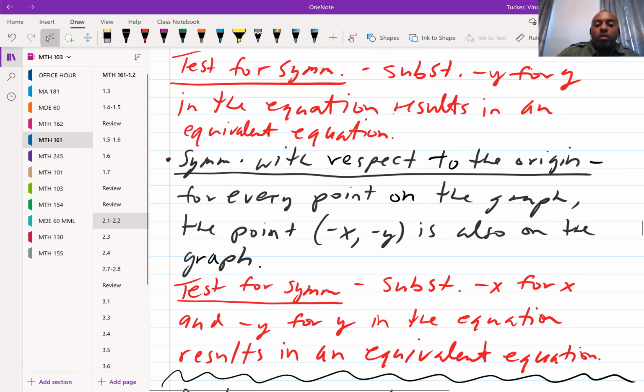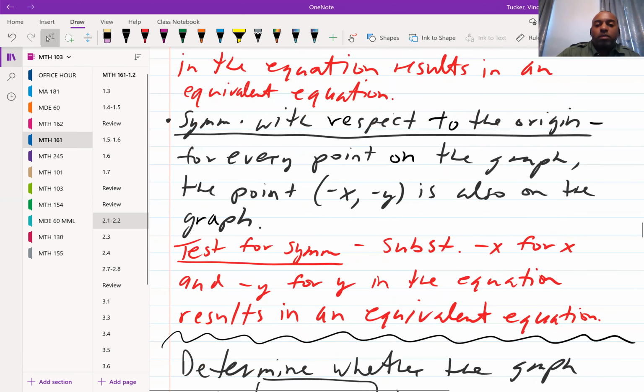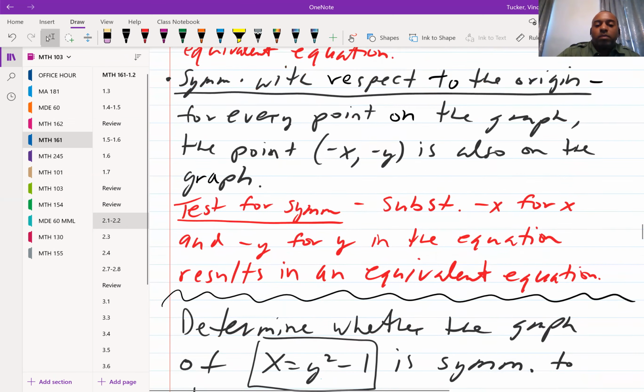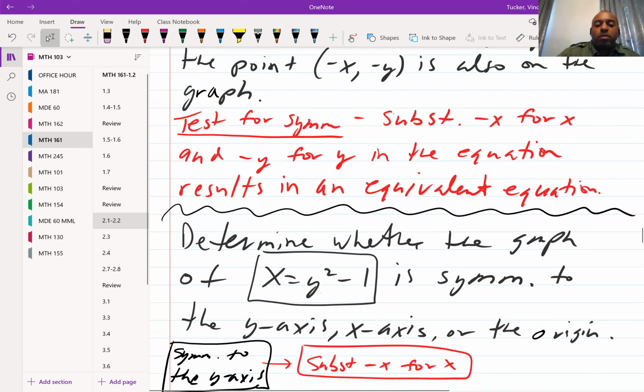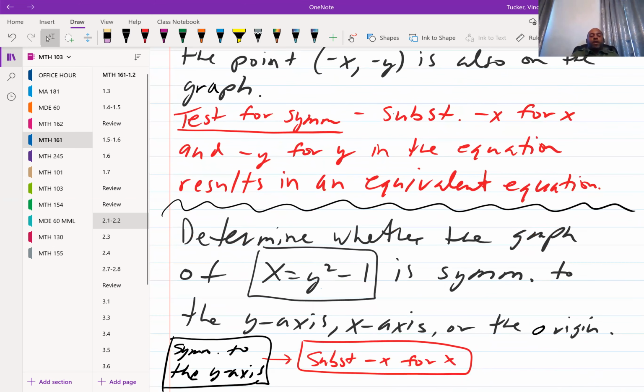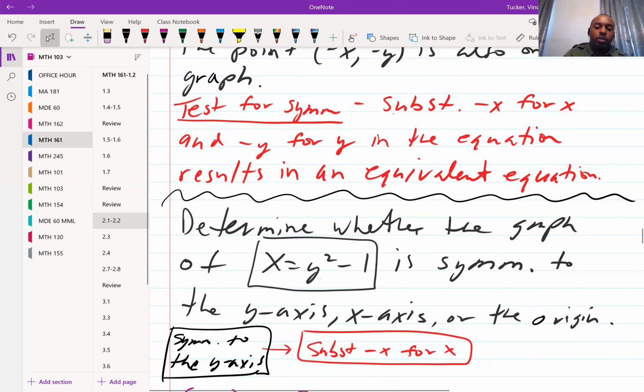All right, can you scroll up? So let's go ahead and try this out for all three. Determine whether the graph of x equals y squared minus 1 is symmetric to the y-axis, x-axis, or the origin. It doesn't matter which test you apply first. You just have to follow the procedure for all three individually in order to determine symmetry.